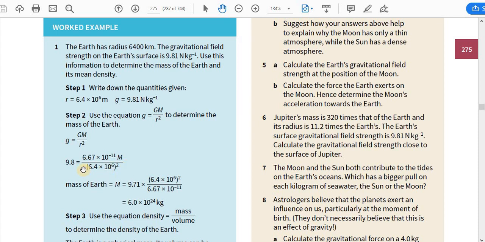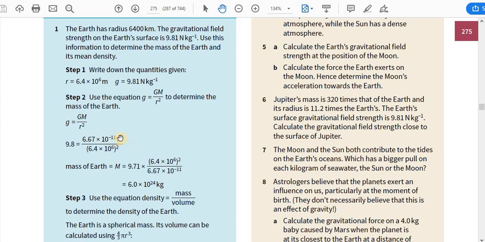Okay, so for an object close to the surface of the earth, the gravitational field strength is 9.8. Assume this is for an object close to the surface of the earth, because we want to find the radius of the earth. So to find the radius of the earth, the distance is from the center of the earth to the surface of the earth, which is the radius of the earth. Make M the subject of the equation and you will get the mass of the earth.